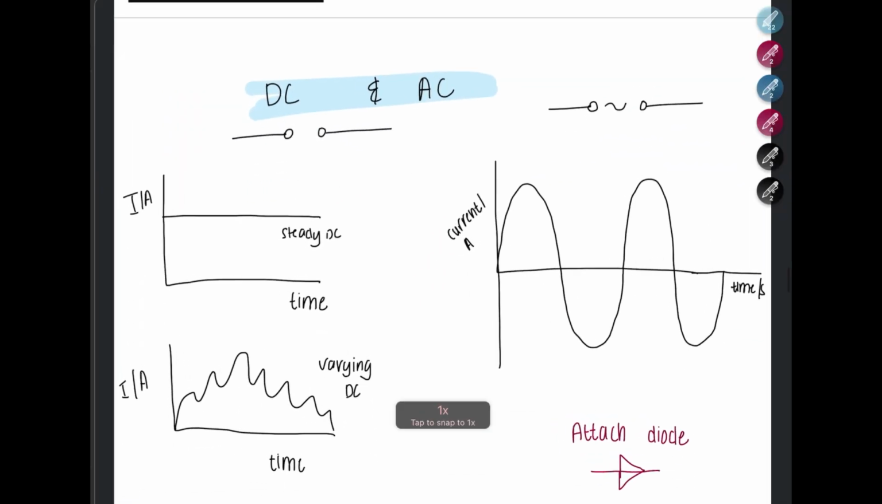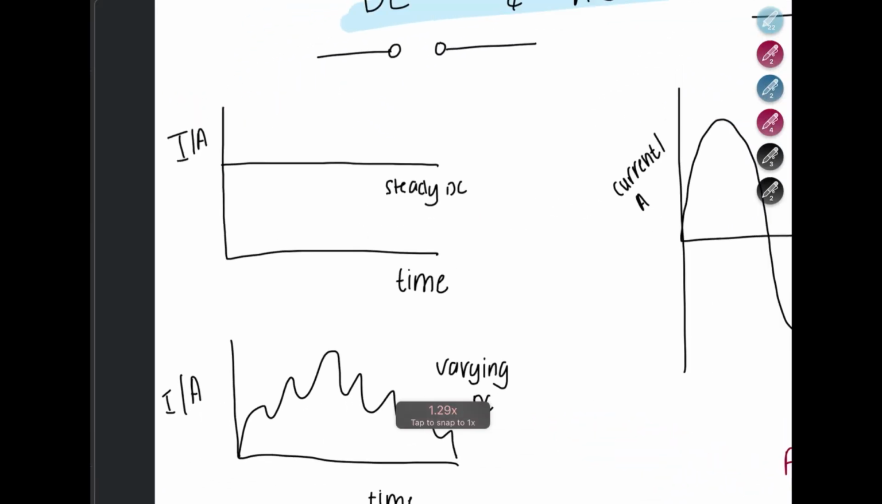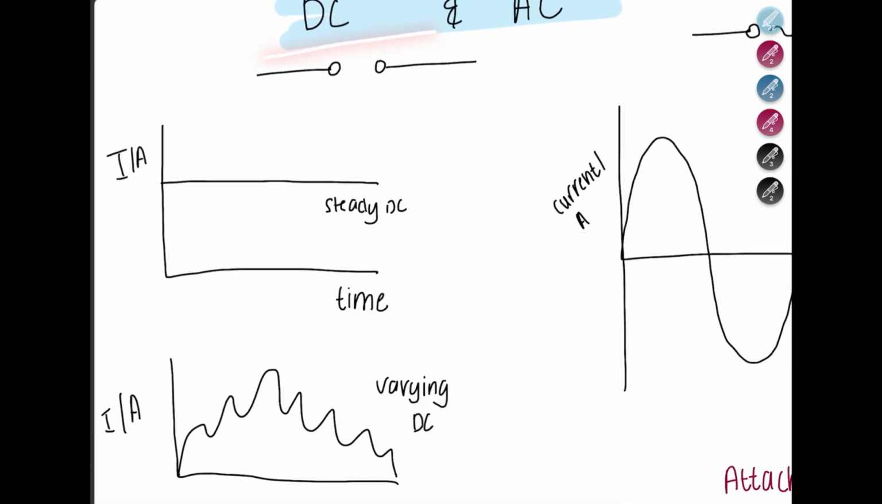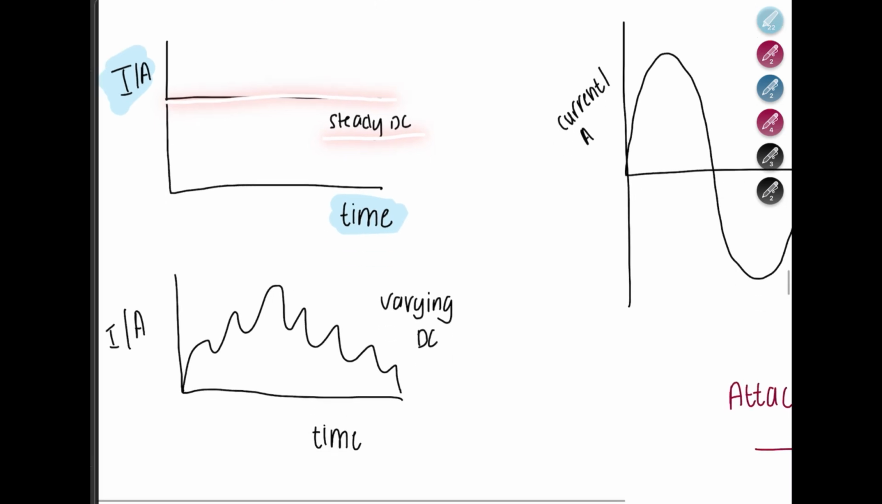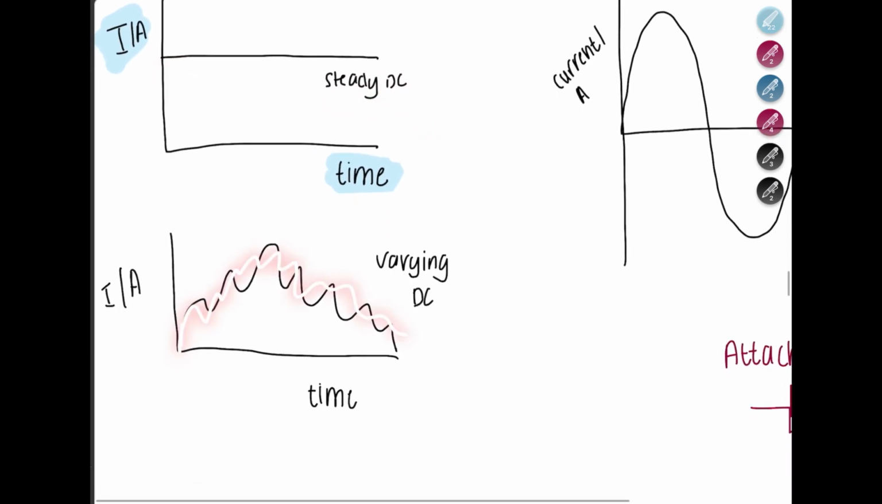Now we have DC and AC. Remember, what is DC? DC is direct current. This is the symbol for DC. So on the x-axis we have time, on the y-axis we have the current. When there's a straight line, this is a steady DC. Whenever you have these different curves, this is a varying DC. It is not stable with time.